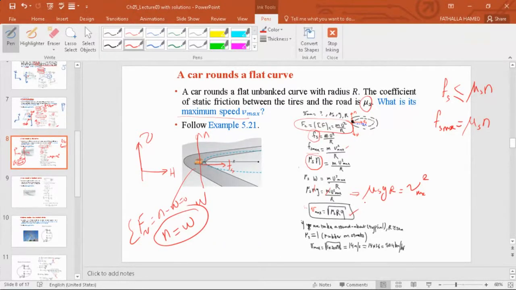You cannot go higher than this. If you go higher, that means that's the maximum static friction, and the car is going to slide and cannot be kept going around the circular track.